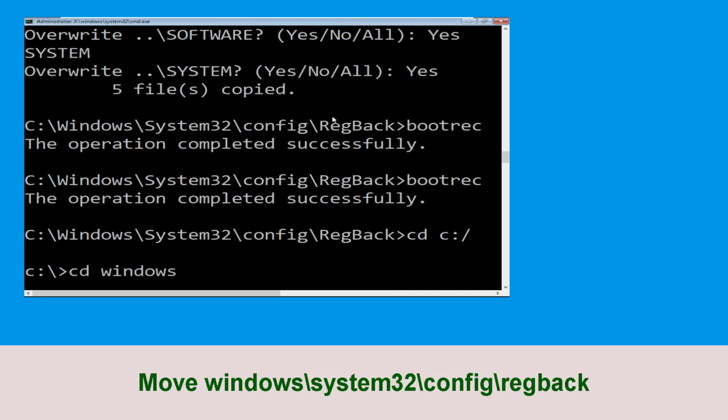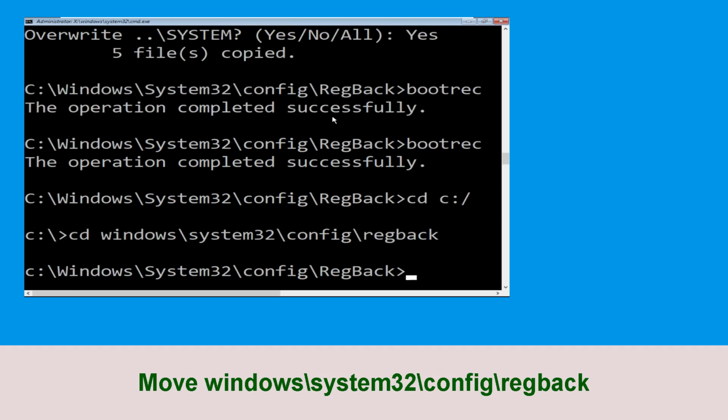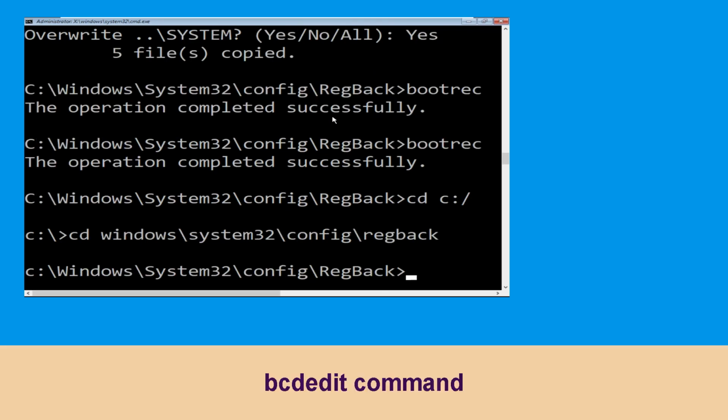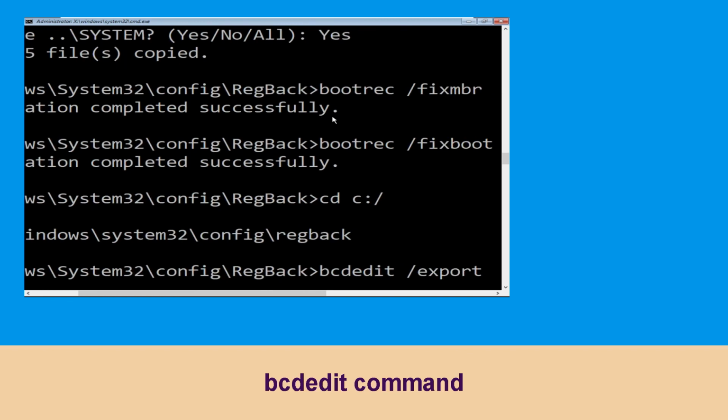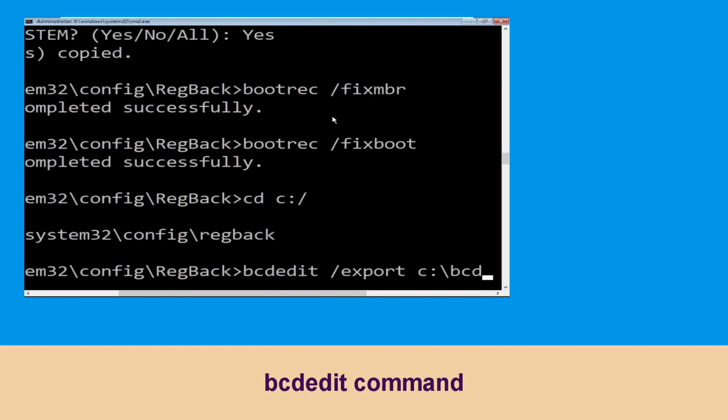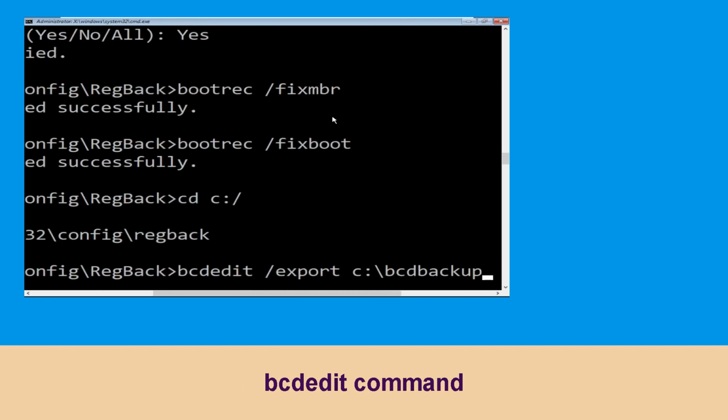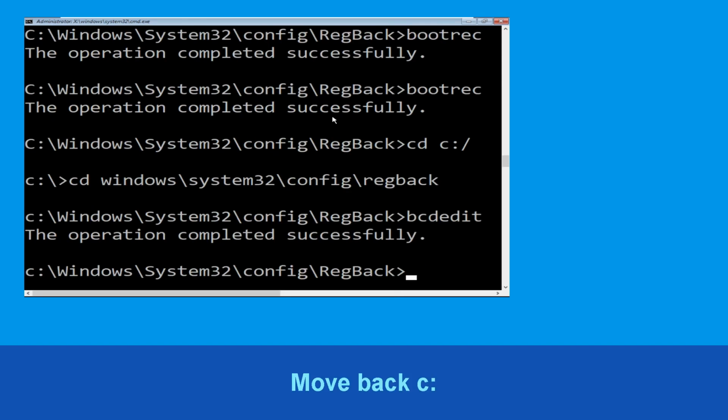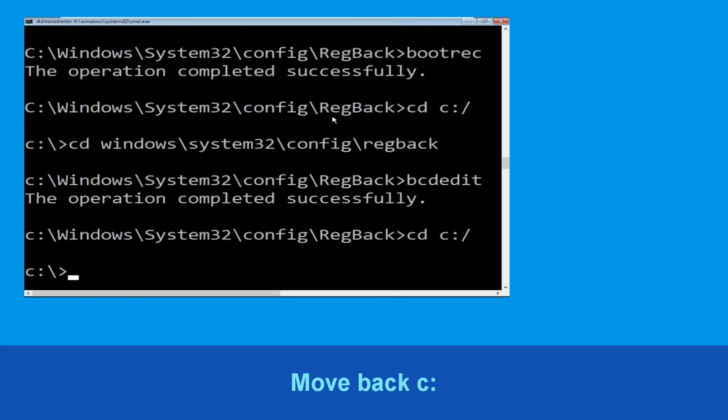Now execute this command. Type cd Windows\system32\config\regback, then simply hit enter to execute this command. Now type this command bcdedit /export c:\bcdbackup and hit enter. Type cd c:\ and hit enter.